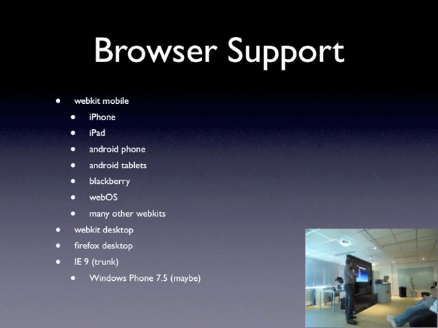We do have WebKit Mobile support on many different platforms. We have the iPhone, iPad, Android phones, Android tablets, BlackBerry, WebOS, and many other WebKits we don't even know about. On desktop, we also have WebKit, like Safari and Chrome. We do have Firefox on desktop, and in trunk, there's some support for IE9. We're thinking about supporting Windows Phone 7.5. But we're also thinking about maybe waiting for Windows Phone 8, which is going to have Internet Explorer 10, which does support the flexible box model, which is much better. But we're going to talk about the flexible box model later.